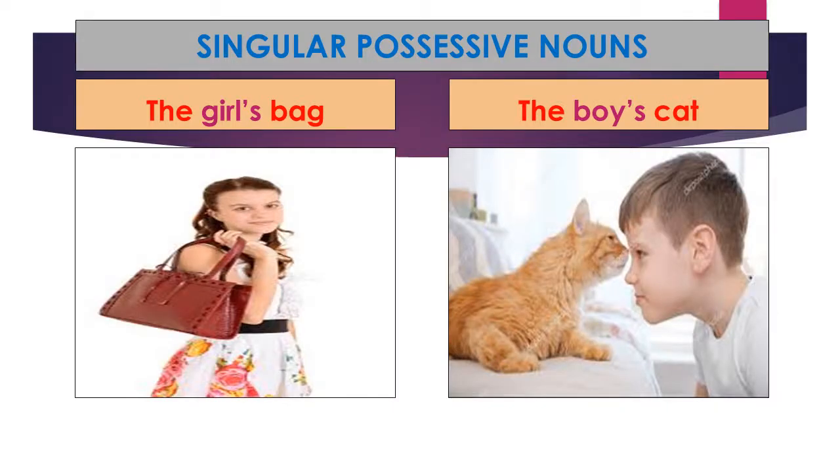Few more examples of singular possessive nouns, children. The girl's bag. So this bag is this particular girl's only. It cannot be another person's. So it is written as girl apostrophe S. The boy's cat. So this cat belongs to this boy. So this is boy apostrophe S. This is a singular possessive noun.